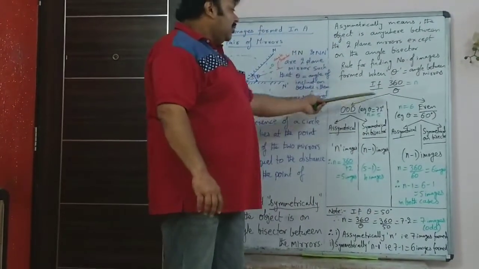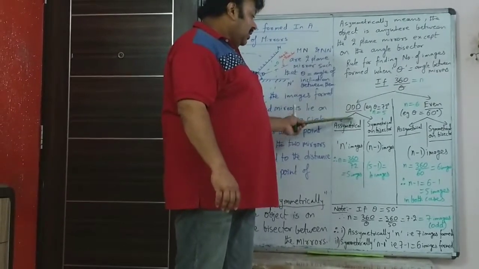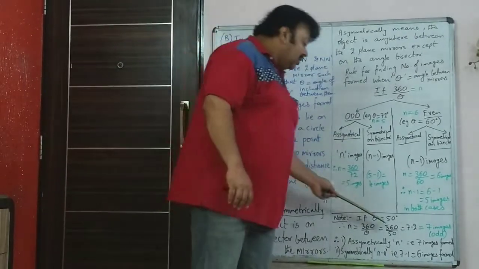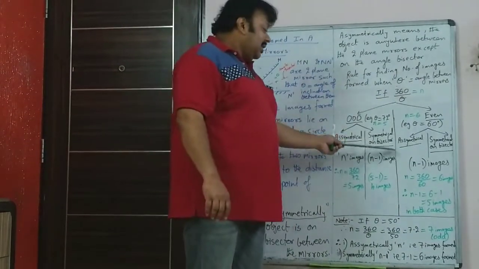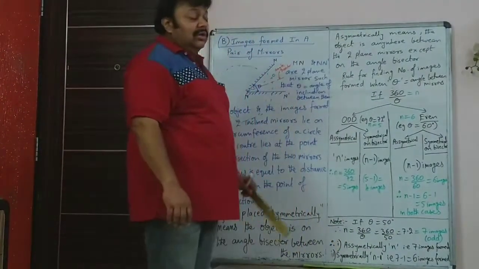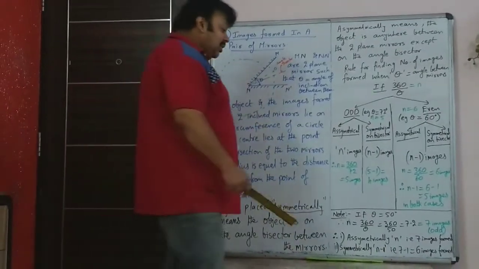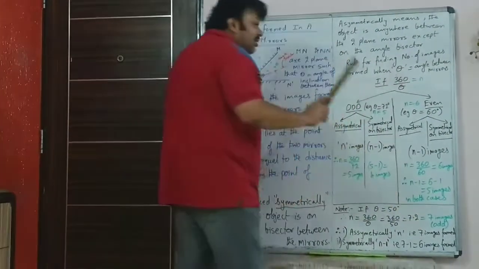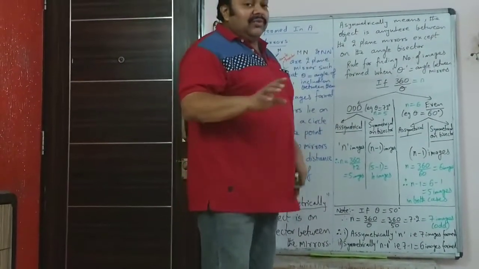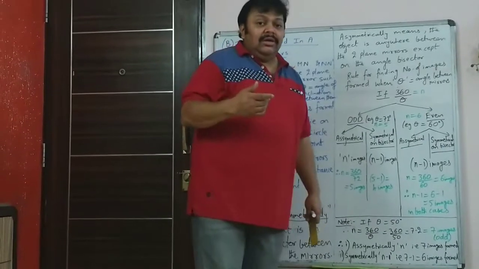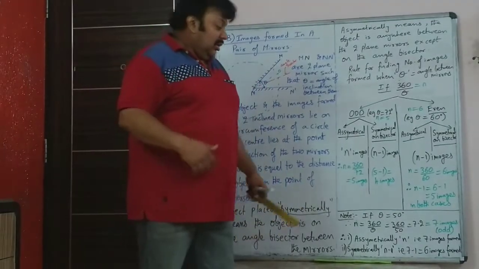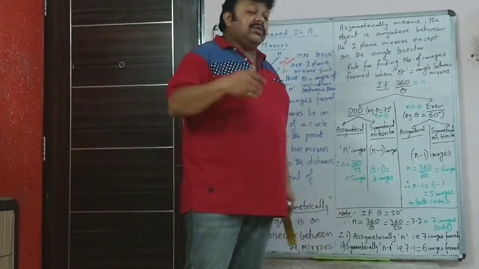So is that odd or even? Yes, 7 is odd. So in this case, if it is asymmetrically placed, the number of images will remain 7. And if it is symmetrically placed, then the number of images will be 7 minus 1, that is 6. Now please note that here I have mentioned 7.2, but 7.2 means that 0.2 number of images cannot be formed. It is like telling that you can have 1.5 people or 1.2 people. So 7.2 means 7.